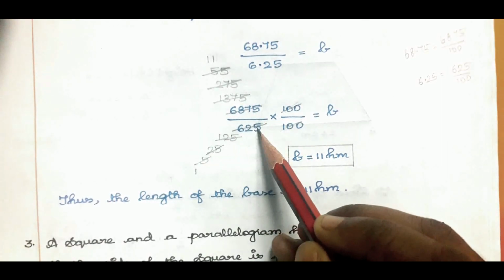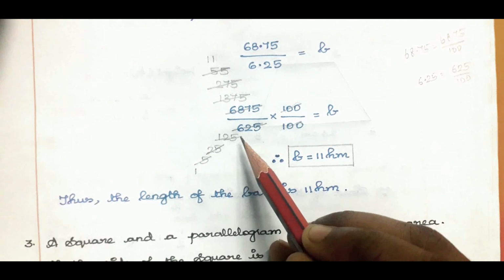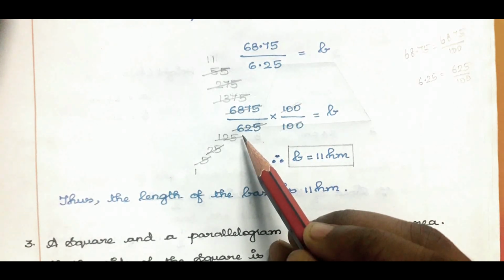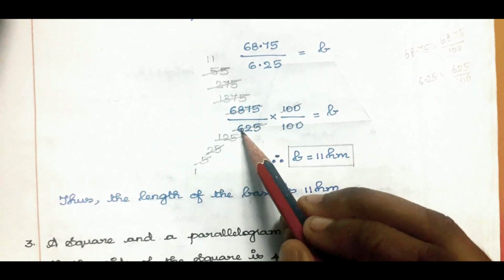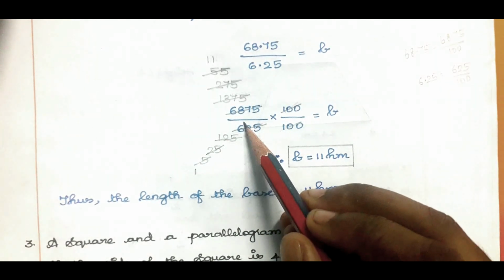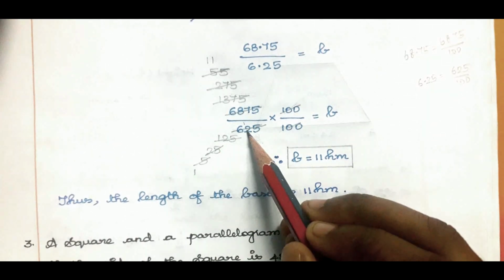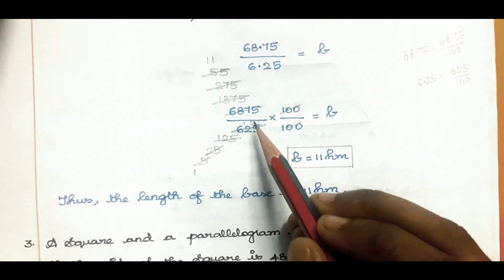Now 6875 by 625. We'll divide it. By which table can we do it? Yes, we can do it by the 5 table. So 1 times 5 is 5, remainder 1, 2 5s are 10, remainder 2, 5 5s are 25.